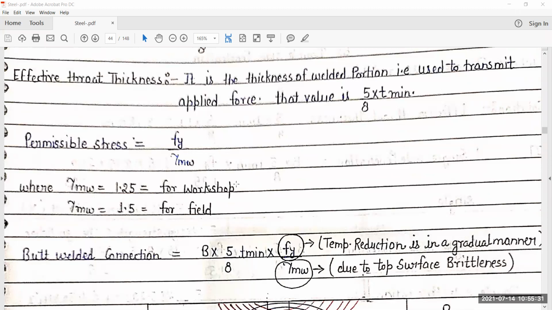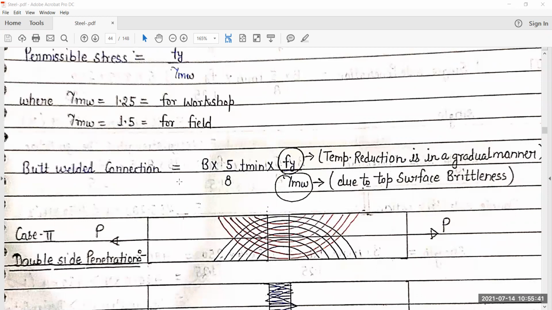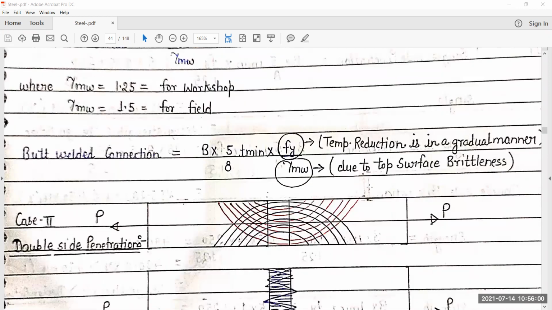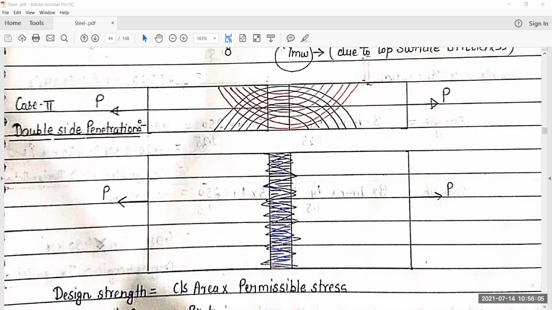Okay. This is the weld connection between plates, 5.5 upon 80 T, where gamma mw is going to be related to the thickness. Okay. Then you sketch two sides. You see the sketch of double side penetration.